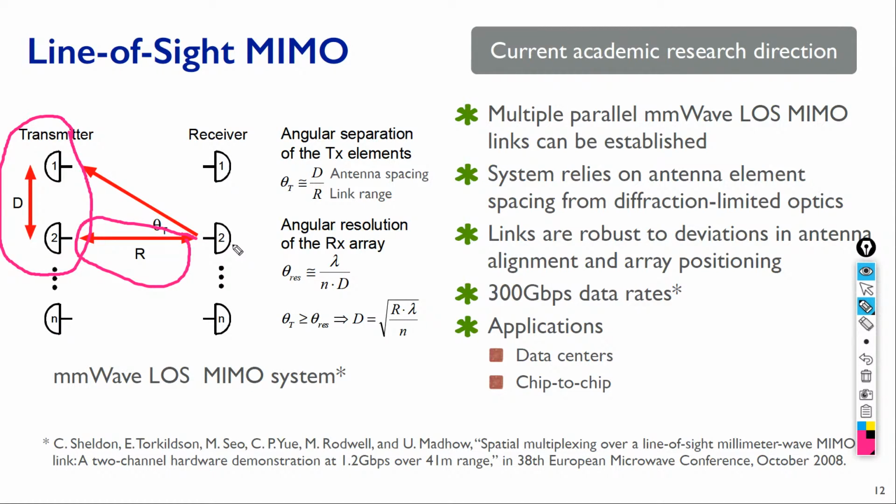Line of sight MIMO requires these conditions to make it work. And this is not feasible, not practical, not desirable. However, recently they found certain applications that might need this. Where do you have these applications? In data centers and chip-to-chip communication.